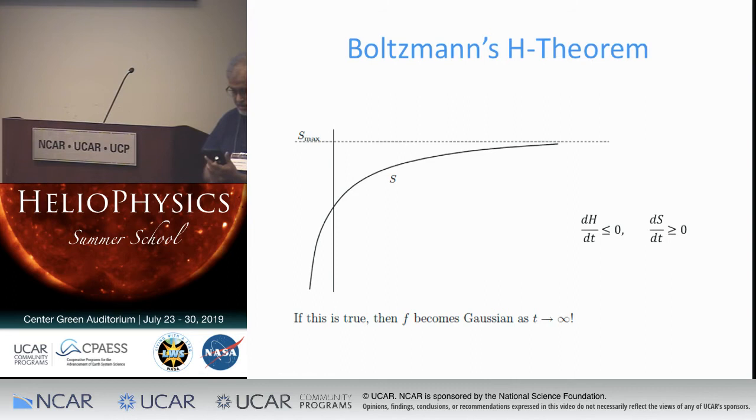Okay, well, let me finish this right now. Yeah, so this is a good point. This is a point I want to end with. If you drop the collision term, the rigorous property of the Vlasov equation is that dS/dt is zero, dH/dt is zero. So there is no approach to equilibrium in the absence of collisions.